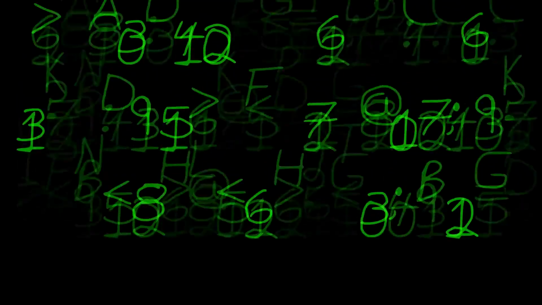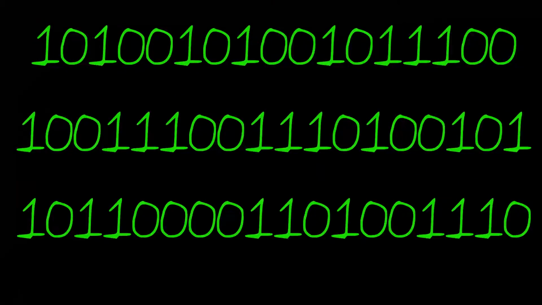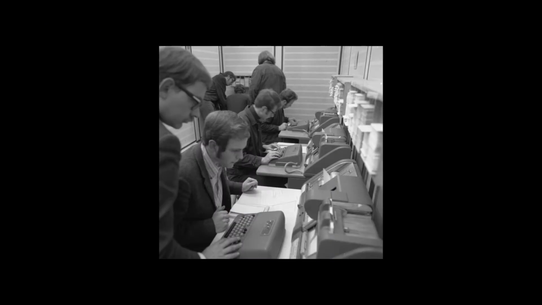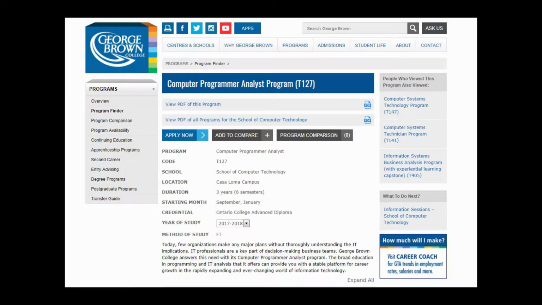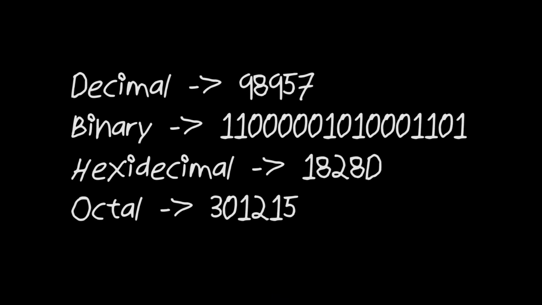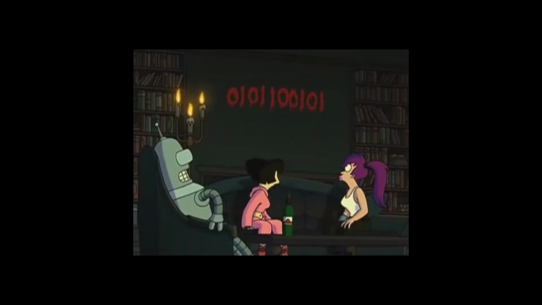To the uninitiated, these ones and zeros are meaningless, but they're quite important for computer programmers, and especially for students in the T127 Computer Programming Analyst program at George Brown College, as we learn them in the first month of school, as well as hexadecimal numbers and octal numbers, and converting between all four number systems. But we won't go into that today.